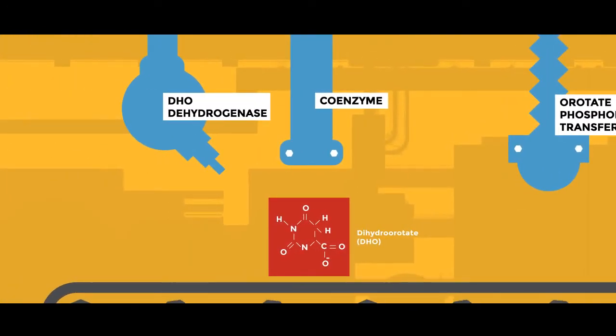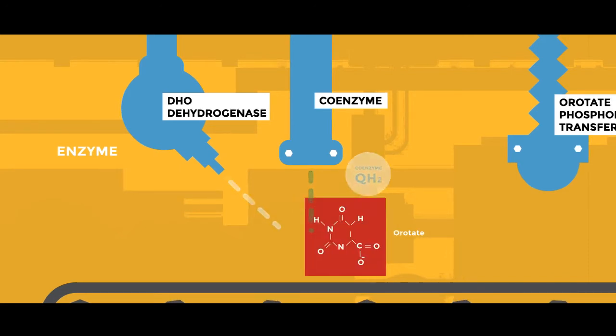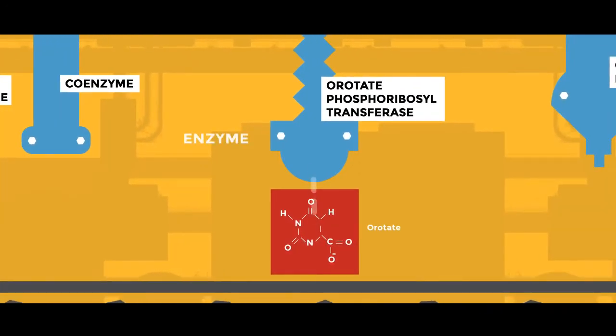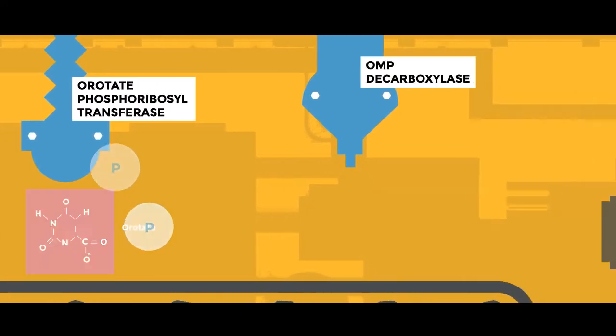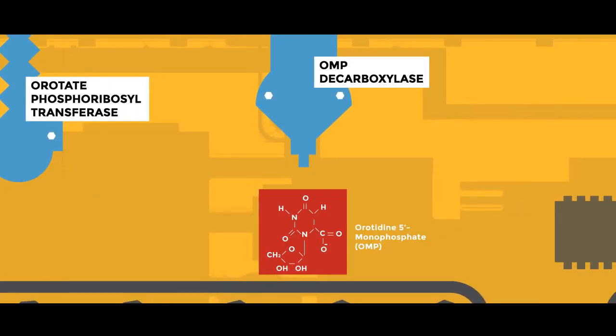Next, we convert dihydroorotate to orotate through the enzyme dihydroorotate dehydrogenase, as well as our oxidizing agent coenzyme Q. The oxidation reaction that occurs completes the formation of our pyrimidine ring. We now attach our ribose phosphate through the enzyme orotate phosphoribosyl transferase, forming orotidine monophosphate or OMP. OMP is then decarboxylated to form UMP or uridine monophosphate through the enzyme OMP decarboxylase.